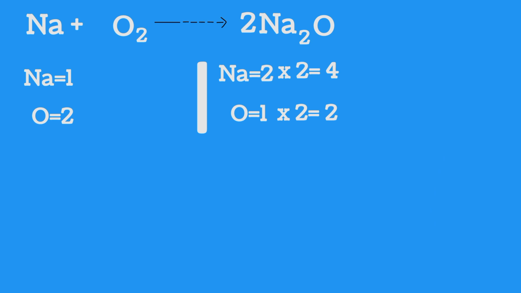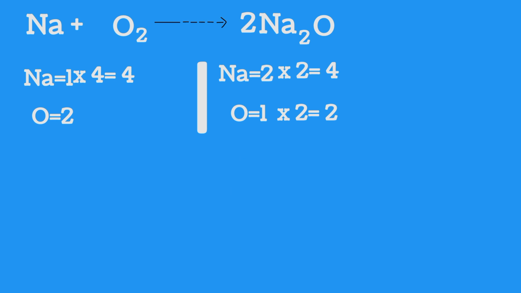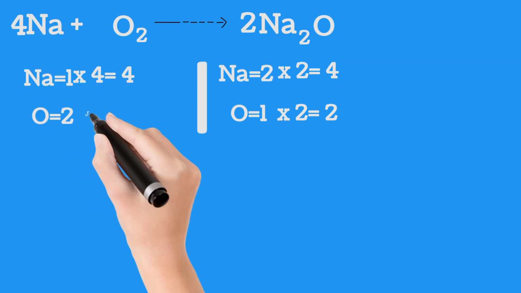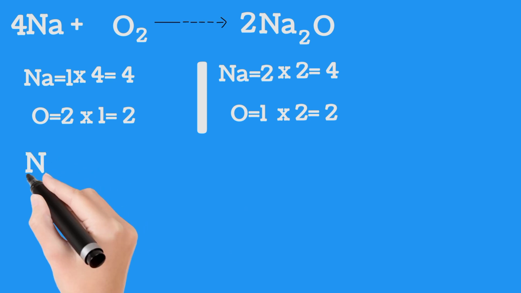So on the left, in balancing that, we are going to say 4 times the 1 atom of sodium will give you 4 atoms, and then we'll put 4 as a coefficient in front of sodium, and that is 4 atoms of sodium. Then 1 times the 2 atoms of oxygen before will give us the 2 atoms of oxygen. And in that way, you see that we have 4 atoms of sodium on the left and 4 on the right, 2 atoms of oxygen and 2 on the right.